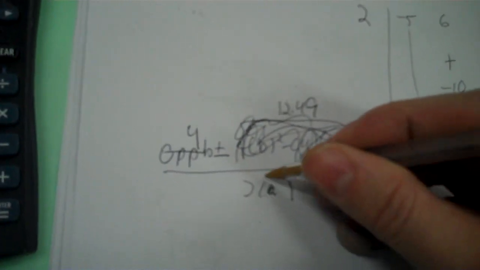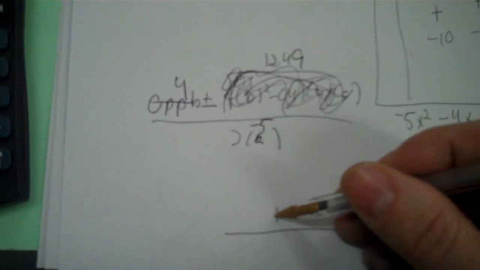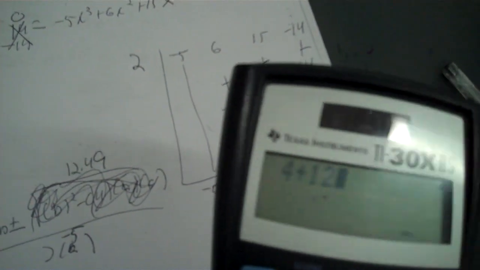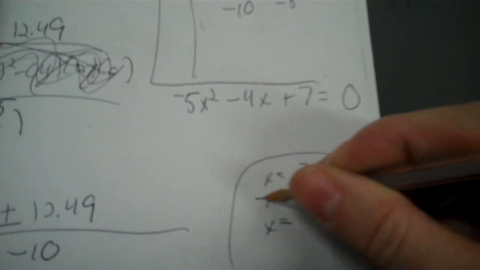And then A is negative 5. Now if you want to go about it the long way, be my guest. And don't put the square root over 12.49. I punched the square root in my calculator, so it's gone. Okay, and then from there, 4 plus 12.49 equals, divide by negative 10. Negative 1.65. We're going to write that down, but then we're going to take it out. Then 4 minus 12.49 divided by negative 10, 0.85. That's okay.